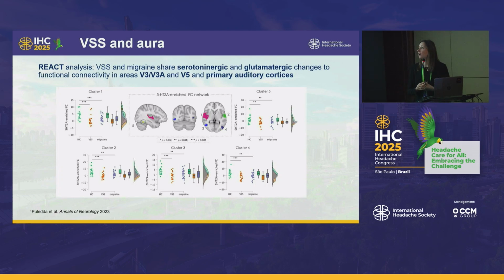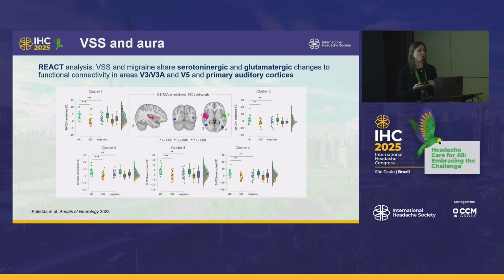And just quickly, in fact, to study these aspects a little further, more recently in a study that we published in Annals of Neurology, we used a particular neuroimaging technique called REACT that enabled us to inform our previous functional connectivity data from our patients with different metabolites of interest. And again, here we were quite holistic. We looked at different metabolites from existing PET and SPECT maps from the literature.